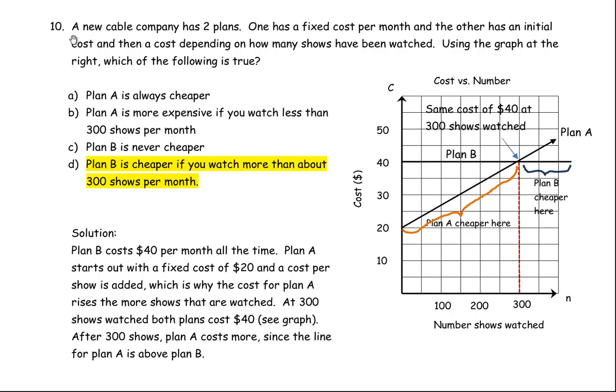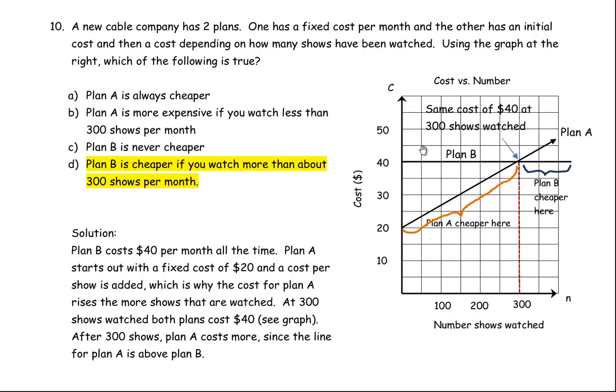This is the solution for question 10 for the Linear Relations EQAO practice questions for grade 9 applied. And in question 10 it says, a new cable company has two plans. One has a fixed cost per month, and the other has an initial cost and then a cost depending upon how many shows have been watched. So there's a fixed cost plus a cost per show. Using the graph at the right, which of the following is true?